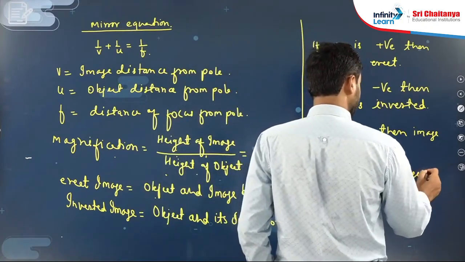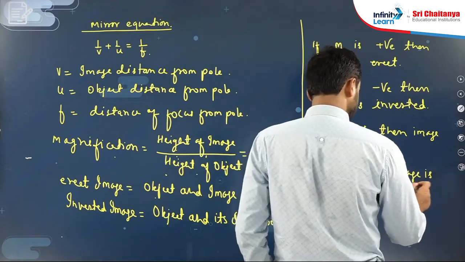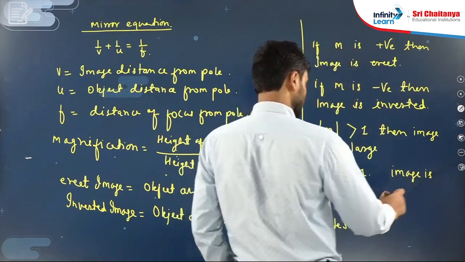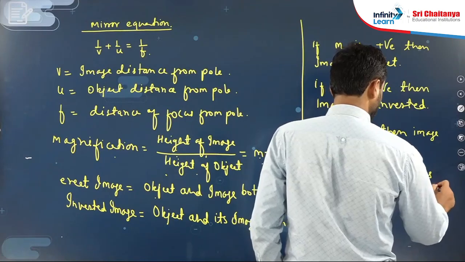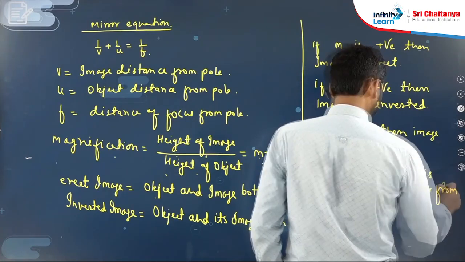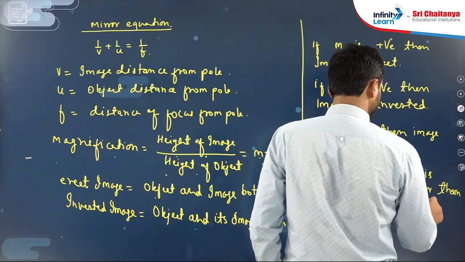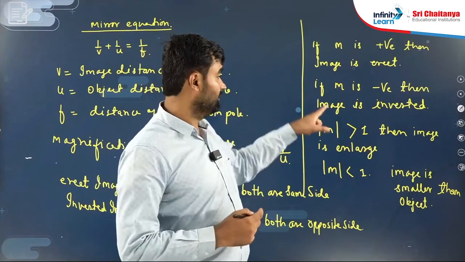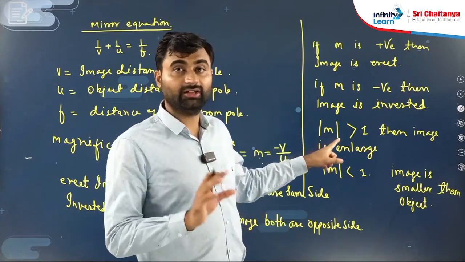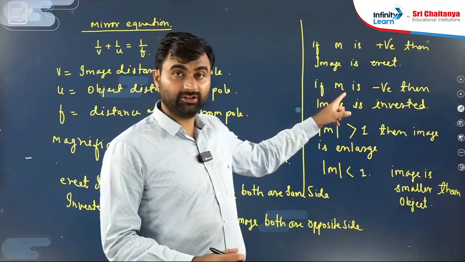Image is smaller than object. Is it clear? So already I explained to you that here we have to take mod m, not m, because m positive or negative decides an erect or inverted image.